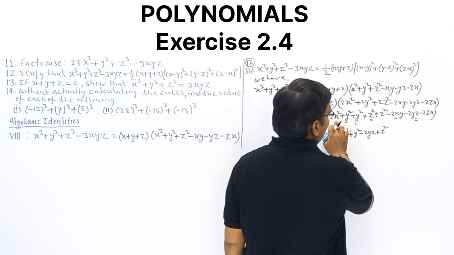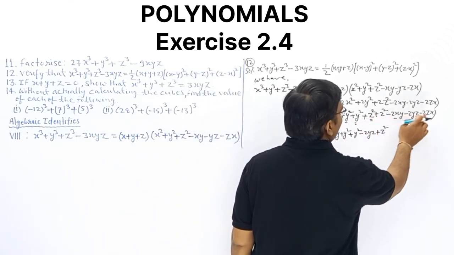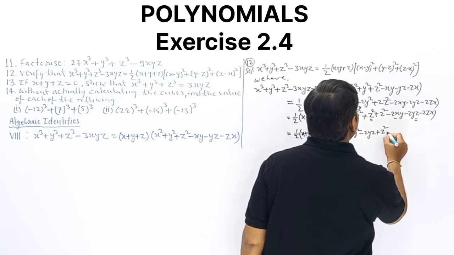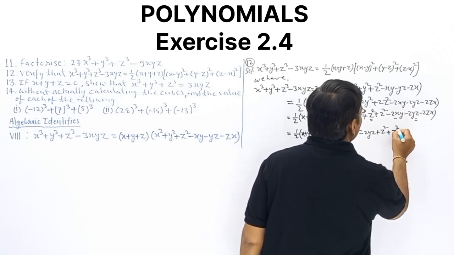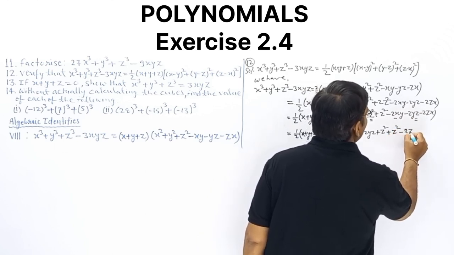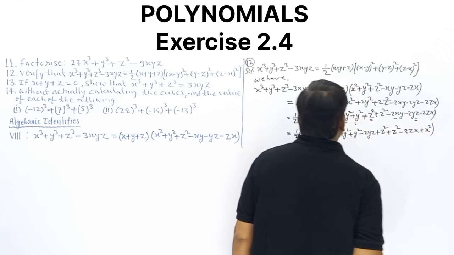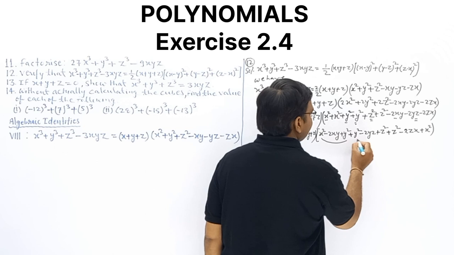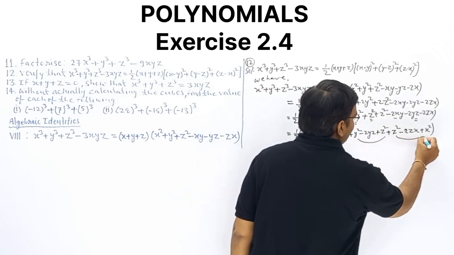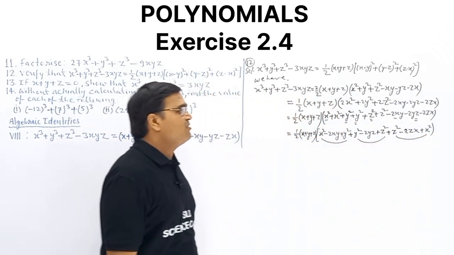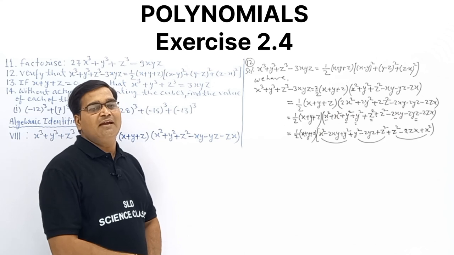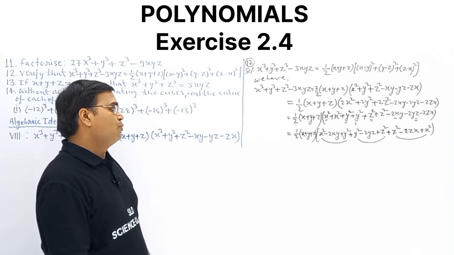First one is x square, z square and this one. So the next one will be what? Plus z square minus 2 times zx plus x square. Now what are these? We already studied it. It looks like algebraic identity 2.